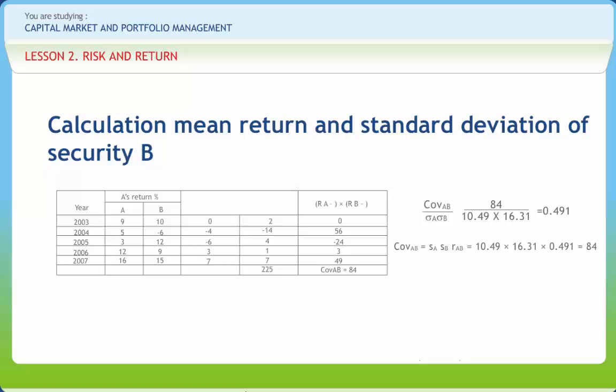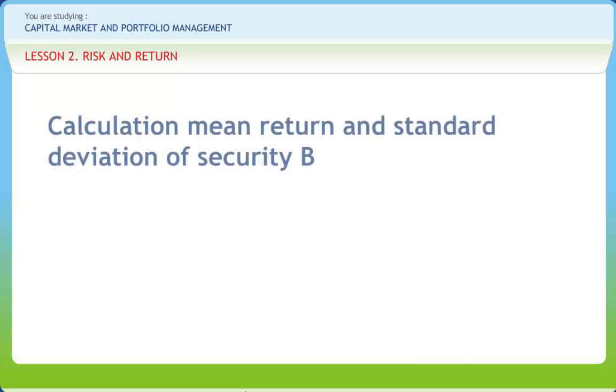Rho AB equals COV AB divided by sigma A into sigma B equals 84 divided by 10.49 into 16.31 equals 0.491. Covariance AB equals sigma A into sigma B into rho AB equals 10.49 into 16.31 into 0.491 equals 84. Put all the values we have calculated in the formula for calculation of return and risk.